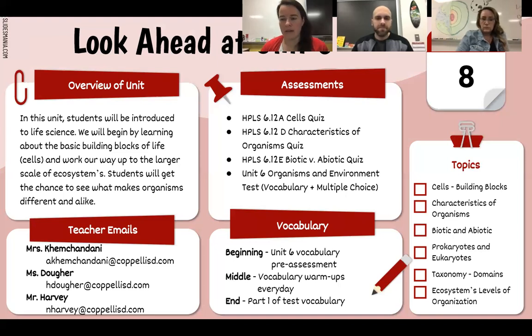So you also can see that these are some of our topics that we'll go over during Unit 6. This is one of our largest. So we'll go over cells, characteristics of organisms, biotic and abiotic, prokaryotes and eukaryotes, taxonomy, focusing really on the domains, and then ecosystems and levels of organization.